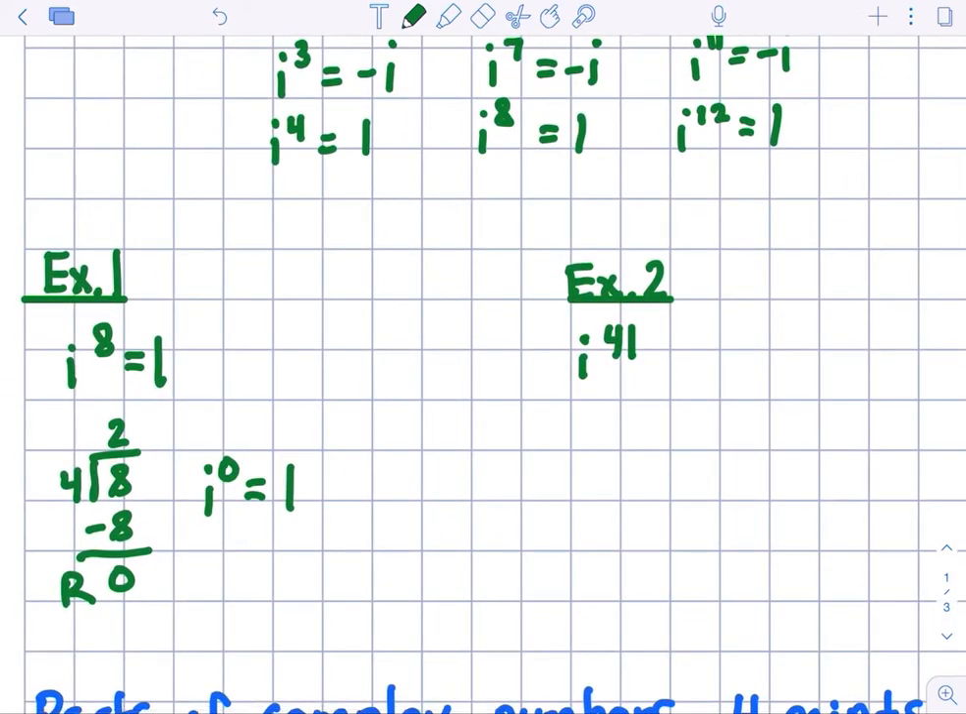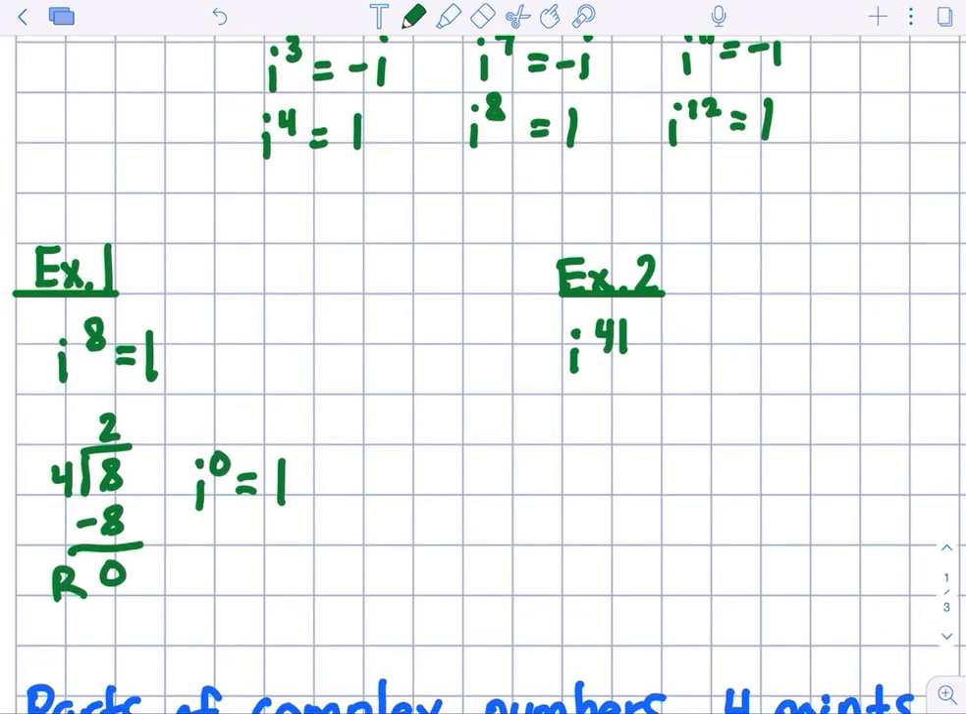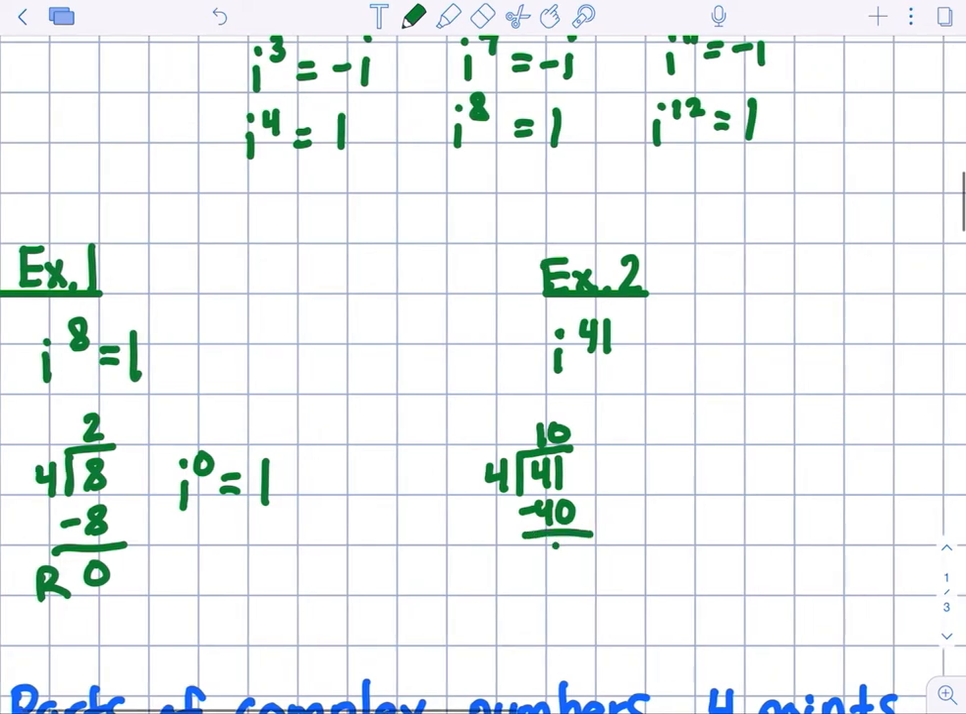So watch this one. i to the 41, you have to simplify this. How many times does 4 go into 41? 4 goes into 41 10 times. What's the remainder? 1. So the remainder is 1, so that's going to be the power of your i, i to the first. So this is just equal to i.